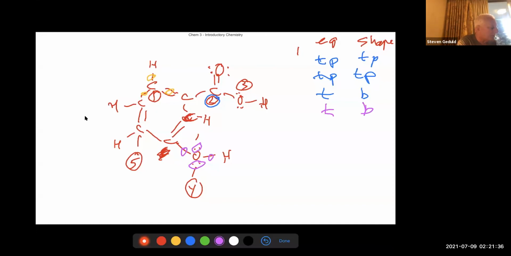And one more. Number 5. What's the electron geometry? That's just an arrow. That's not a bond. Electron geometry is what?